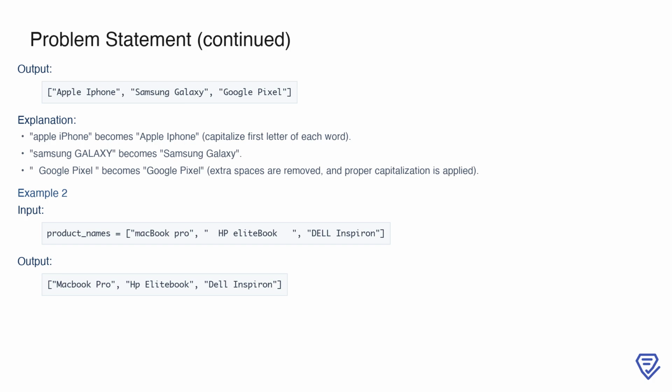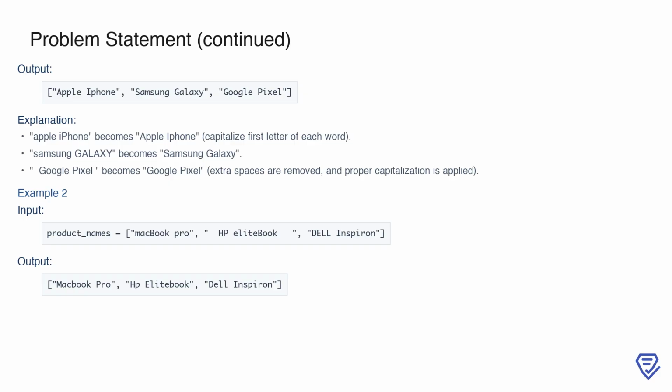Now, let's look at some examples to clarify how the function should work. For instance, given the input list product_names equals Apple iPhone, Samsung Galaxy, Google Pixel, the output should be Apple iPhone, Samsung Galaxy, Google Pixel. Here, we capitalize the first letter of each word, ensure all other letters are lowercase, and remove any extra spaces.